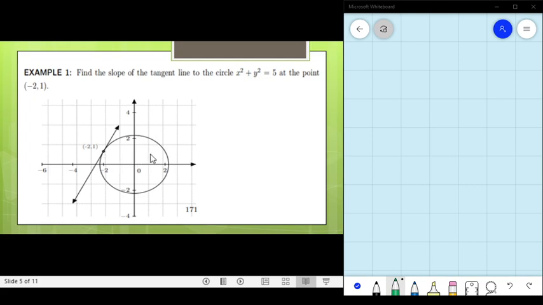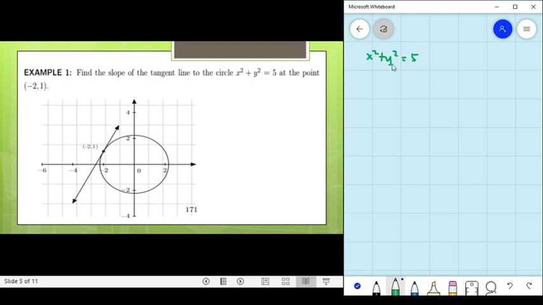Okay, so when we find the slope, that is actually finding the derivative of the given equation. So if we have here x squared plus y squared equals 5, so finding the derivative of this, what we do is get the derivative for each, and then when you are going to get the derivative of y, you are going to put dy over dx.